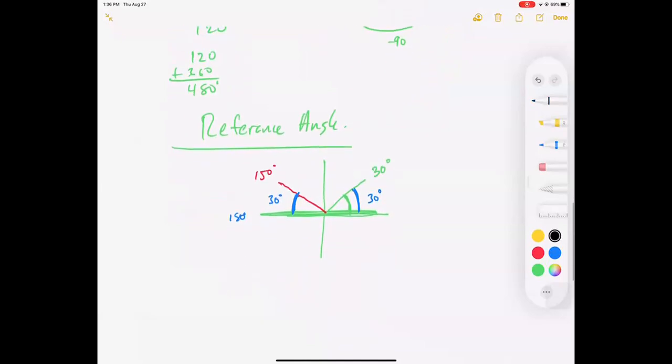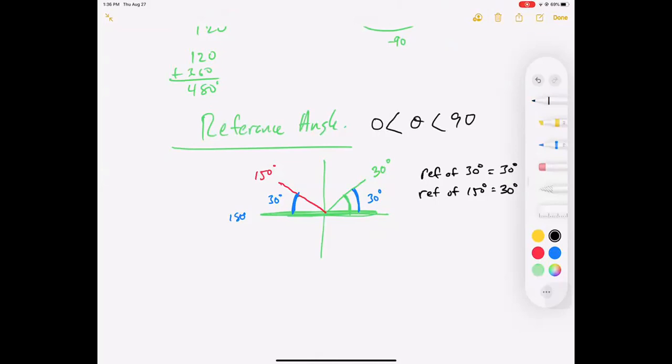So what we're saying here is if I ask you what is the reference angle of 30 degrees, you would say it's 30 degrees. What's the reference angle of 150 degrees? That is also still 30 degrees. Reference angles will also always be positive for us. And they're always an angle between 0 and 90 degrees because they're all acute angles.